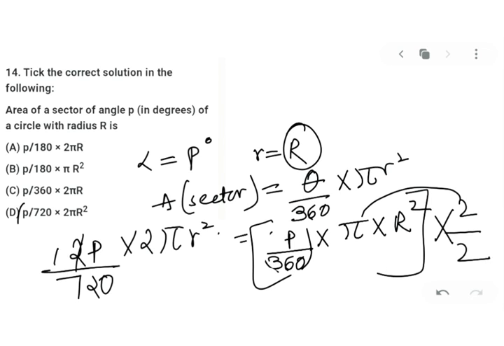2p, but here only p is given. It should be 2p here if I am multiplying. Okay, let me just check. Let me just check and I'll get you back with this problem.